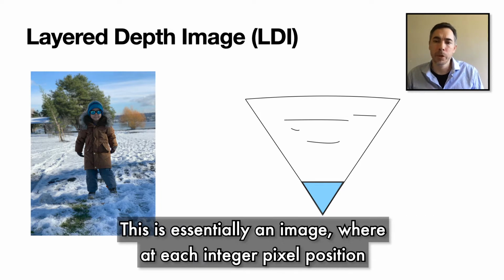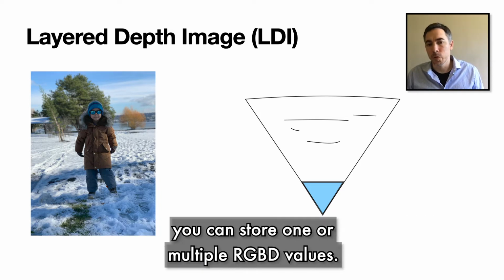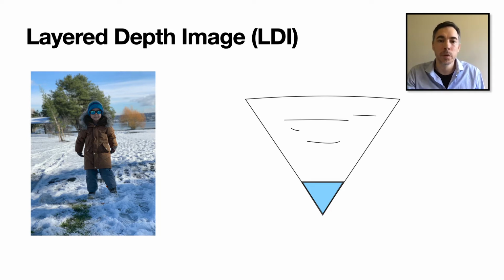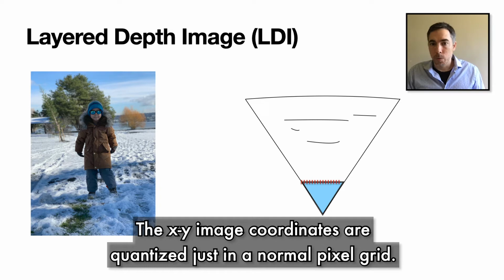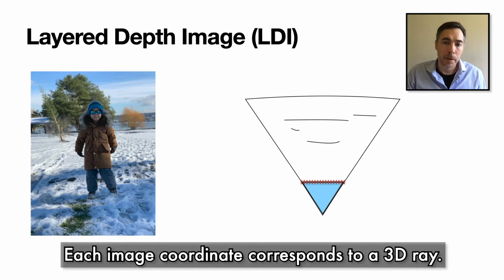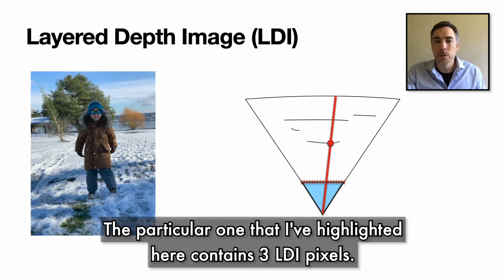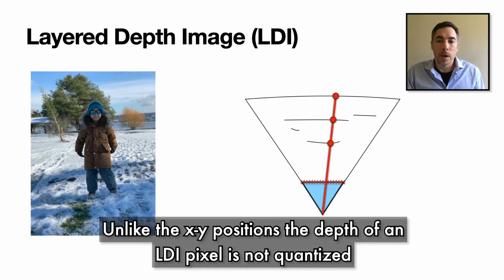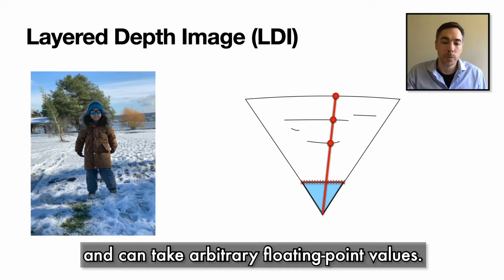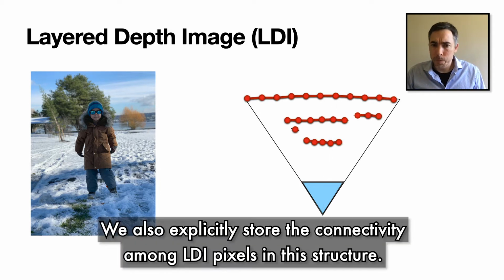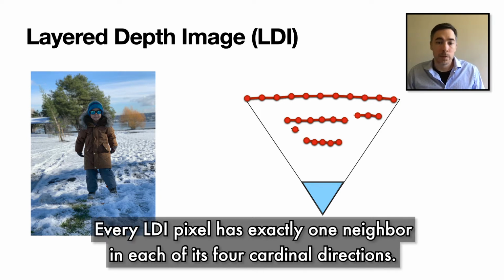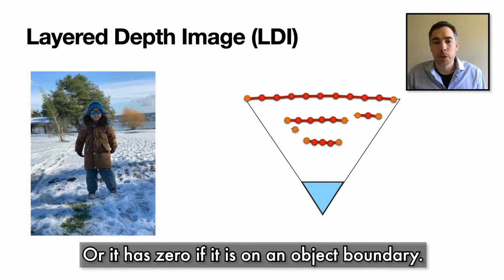And this is essentially an image where at each integer pixel position we can store one or multiple RGBD values. So the XY image coordinates are quantized just in a normal pixel grid. And each image coordinate corresponds to a 3D ray. The particular one that I've highlighted here contains 3 LDI pixels. Now, unlike the XY positions, the depth of an LDI pixel is not quantized and can take arbitrary floating point values. We also explicitly store the connectivity among LDI pixels in the structure. So every LDI pixel has exactly one neighbor in each of its 4 cardinal directions, or it has 0 if it's on an object boundary.